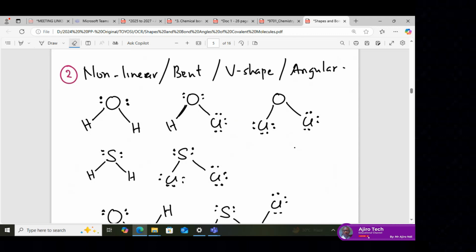Do you agree? Yes. And now replace oxygen with sulfur. They're in the same group, right? So anything that oxygen does, sulfur should also be able to do. Do you agree? They both have 6 electrons in the outer shell. So H2S also non-linear. Sulfur dichloride non-linear.